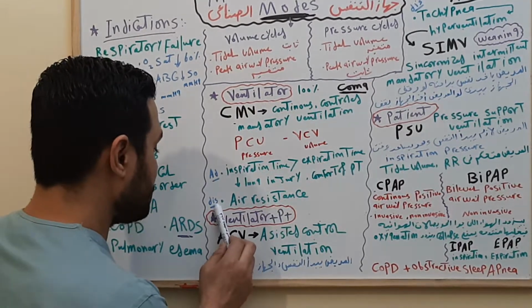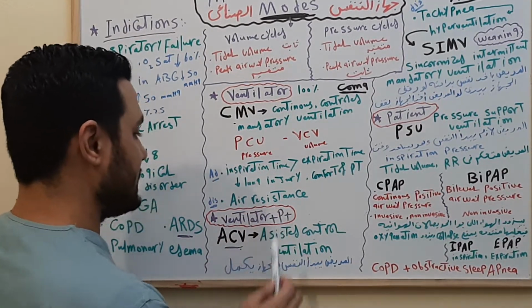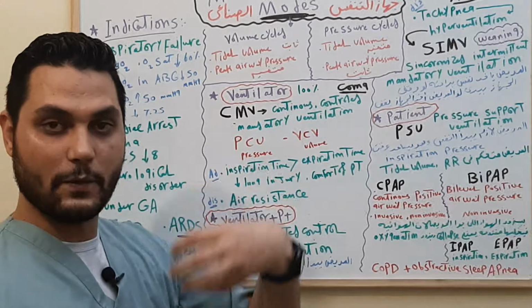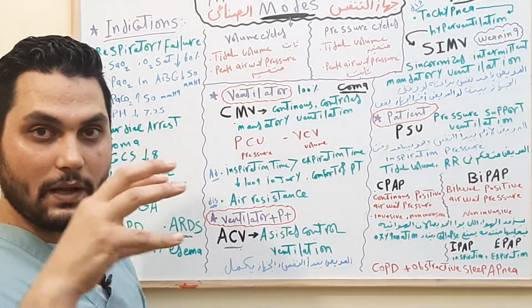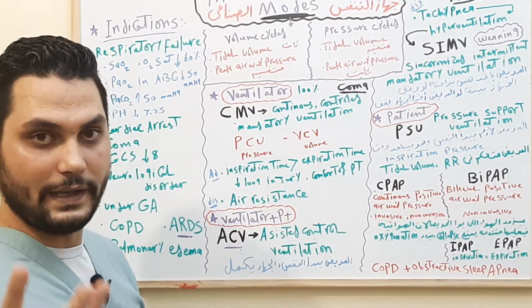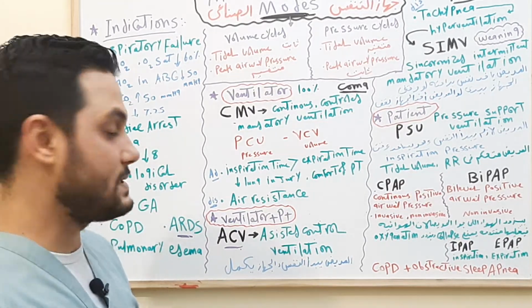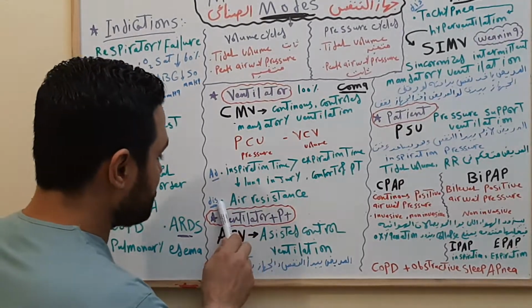Okay, the disadvantage of this one: if there is any air resistance, or any obstruction in the airway, when the air is pushed inside the lung, the full amount of air doesn't enter the lung. So this is the disadvantage of this one.